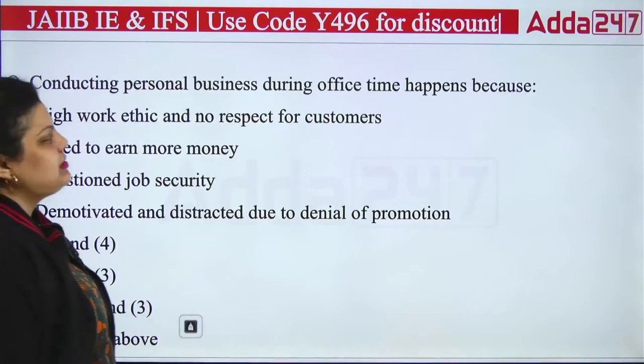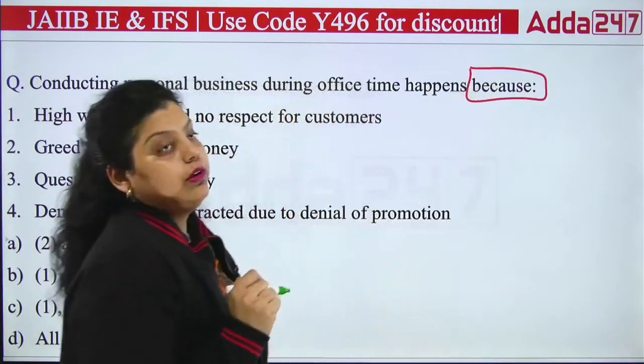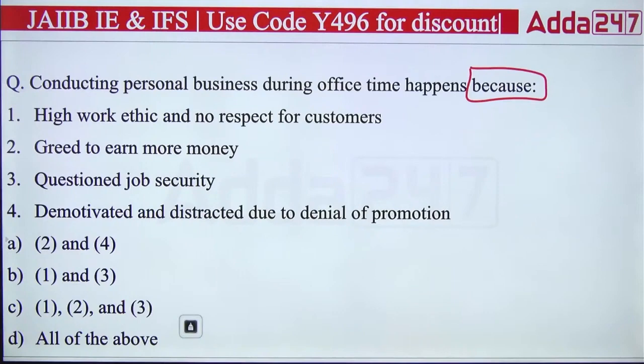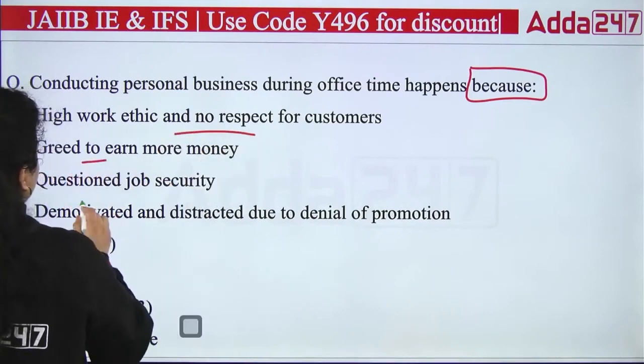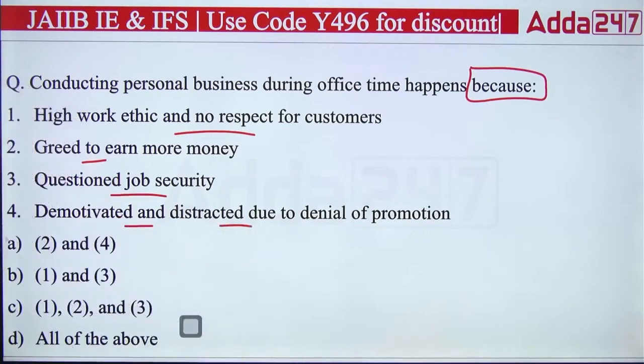Conducting personal business during office time happens because of which of the following reasons? First, high work ethic and no respect for customer. Second, greed to earn more money. Third, question job security. Fourth, demotivated and distracted due to the denial of promotion. So what are the reasons because of which people are performing personal business during office hours? A, B, C or D?